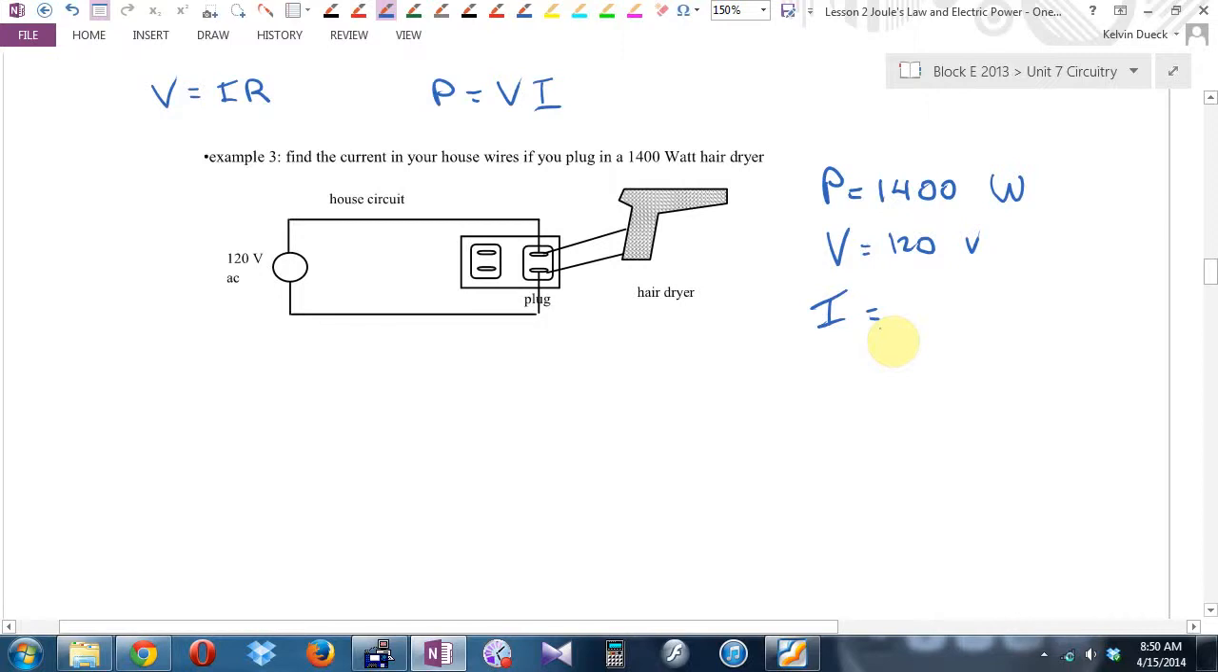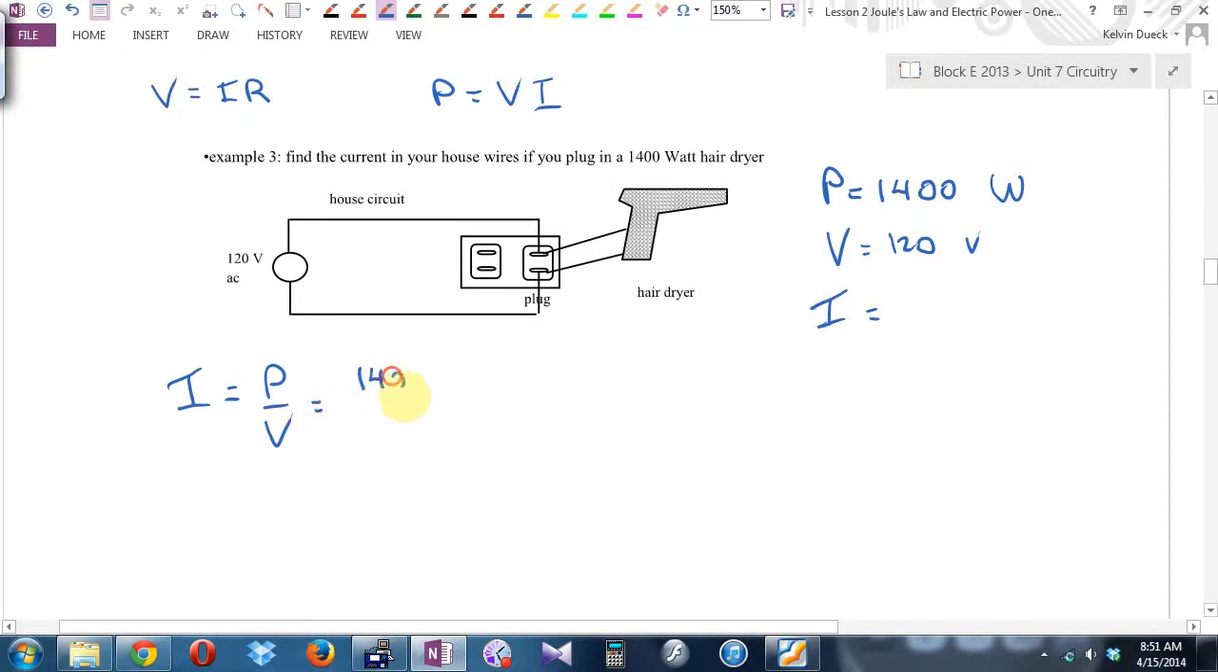Which equation am I going to use? I can use Joule's law. In fact, I can get the current by itself. If power equals V times I, what's current? Yep. Turns out another unit for amps is watts per volt.